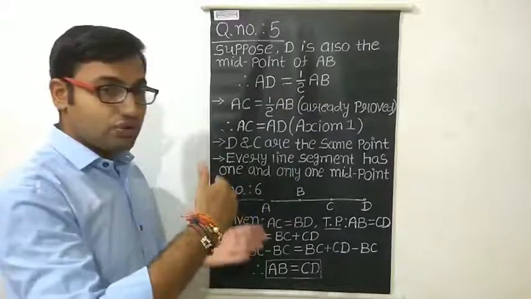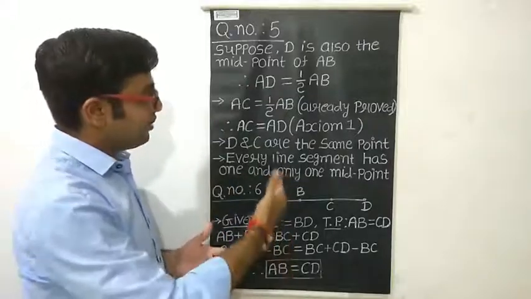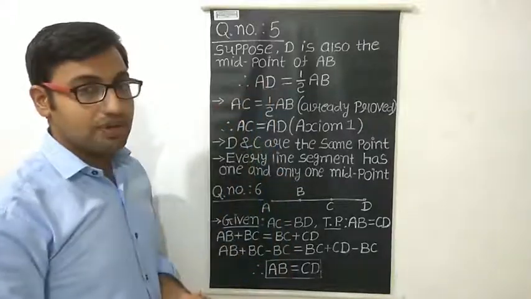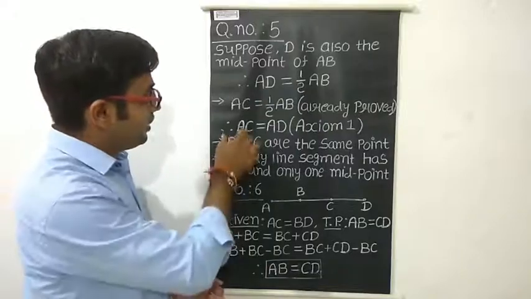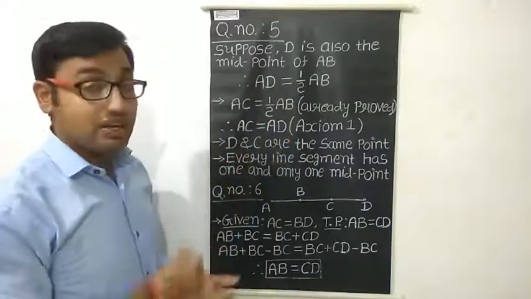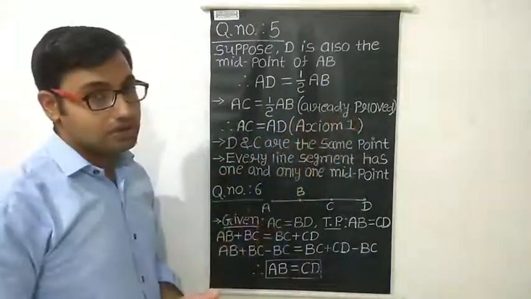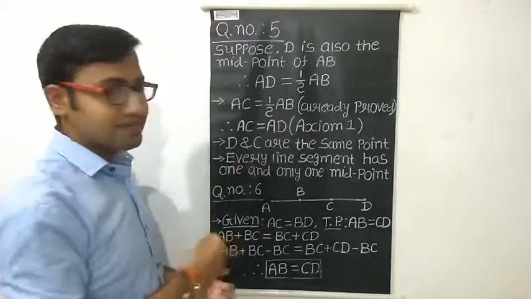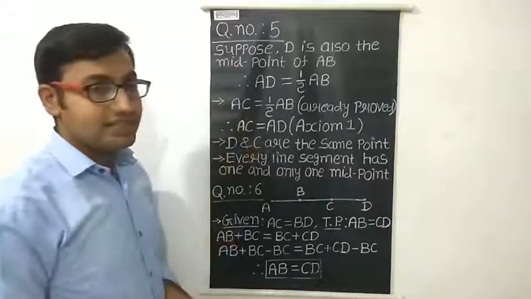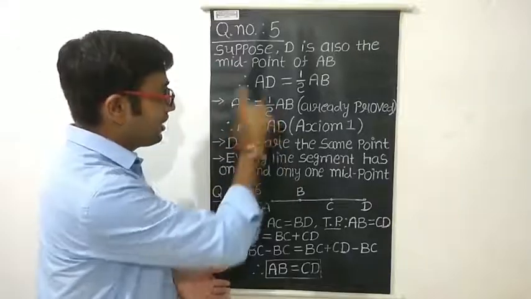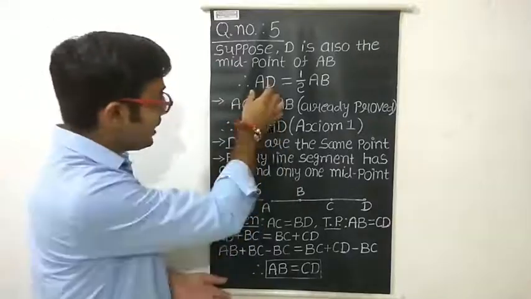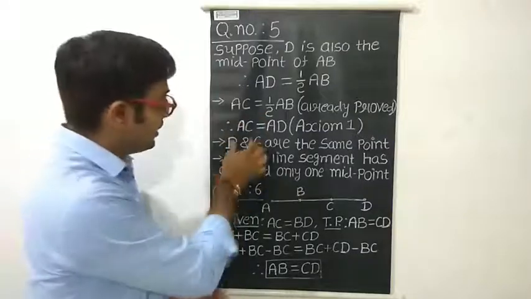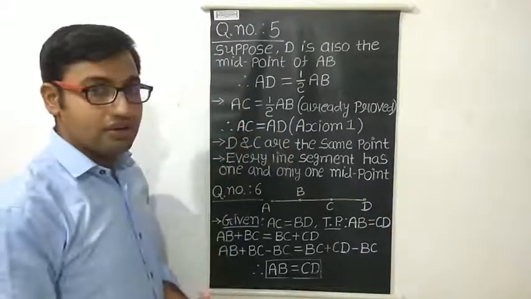Let's suppose AB is equal to 10, then dividing it by 2, we will get 5 centimeter, right? So AC is equal to 1/2 of AB, that we have already proved in question number 4. So here also, if AB is 10, then we get the value of AC is equal to 5. Here also we get AD is equal to 5. So both AD and AC are equal. See, AC and AD are equal, right?